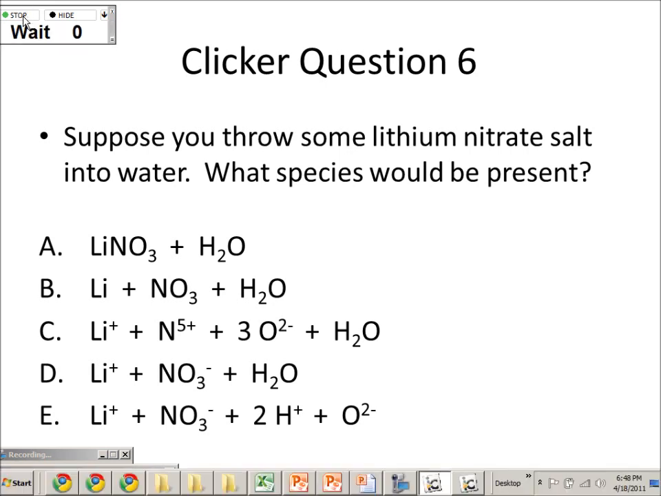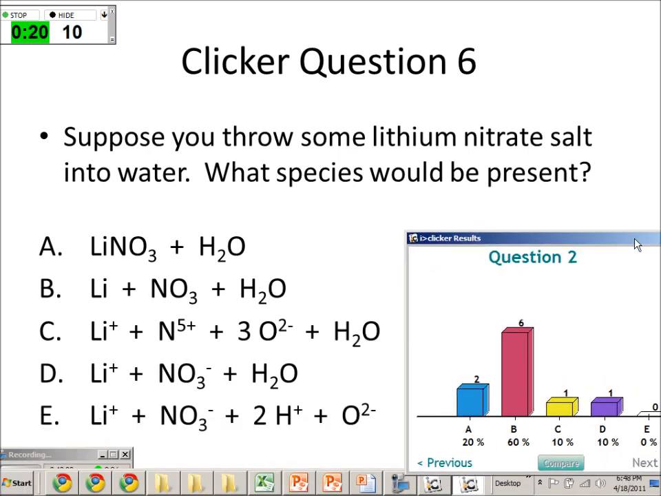So let's see what you guys think. I'm curious. Lithium nitrate is lithium NO3. So this is lithium nitrate. What do you guys think is going to be the products that form? We've got some for B. That's not good.